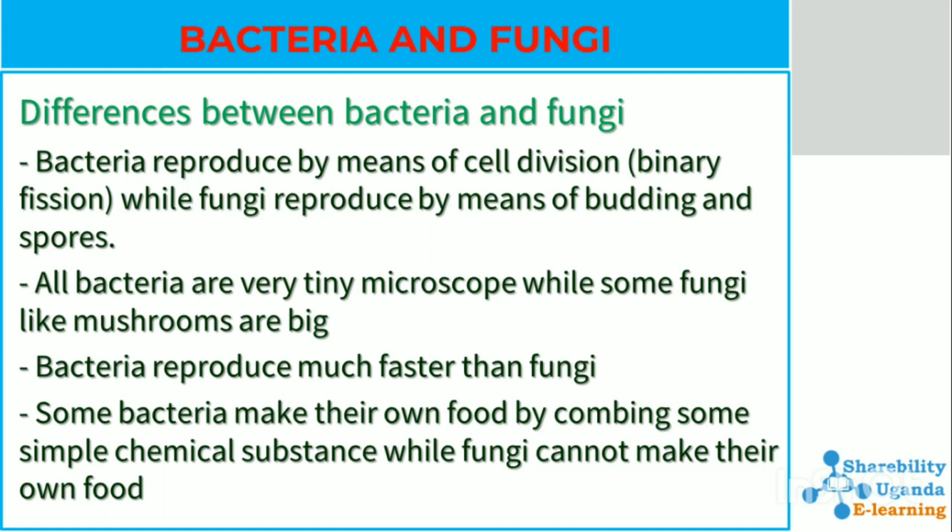And the differences between fungi and bacteria are: bacteria reproduce by means of cell division, while fungi reproduce by means of budding and spores. All bacteria are very tiny microscopic organisms, while some fungi are visible. They are like mushrooms. They are very big. We can see them with our naked eyes. They are not microscopic. And then bacteria reproduce much faster than fungi. They reproduce very much faster. Then some bacteria can make their own food by combining some simple chemical substances, while fungi cannot make their own food.